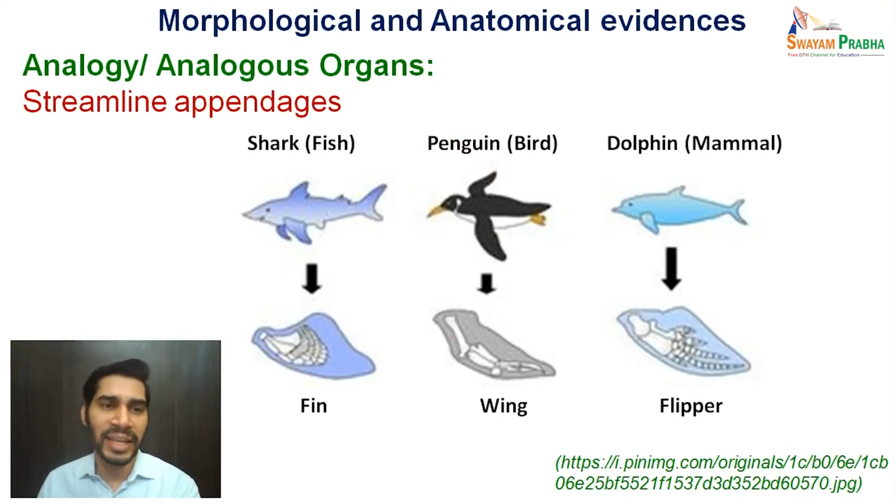Yet another example we can discuss is streamlined appendages in different organisms belonging to different vertebrate classes. Here a shark has been shown from the fishes, a penguin belonging to the birds, a dolphin belonging to the mammals. Sharks possess fins, penguins possess wings, dolphins possess flippers. Structurally, all three are very different, but they perform a similar function. They are streamlined appendages which help in movement. So they are also evidence of evolution.